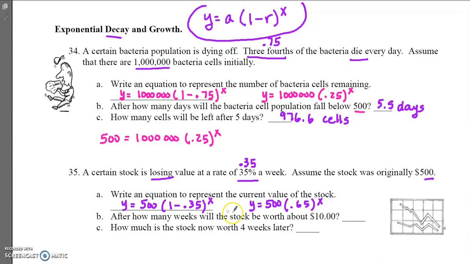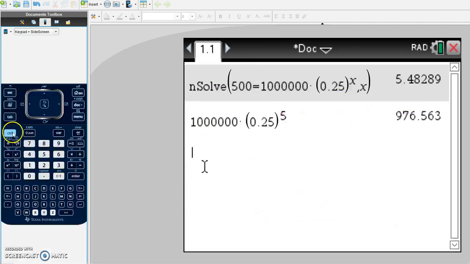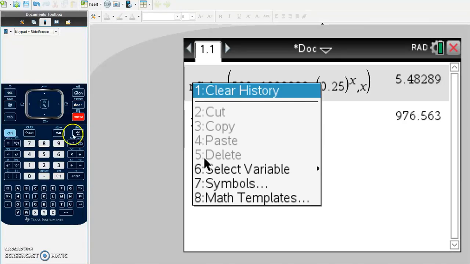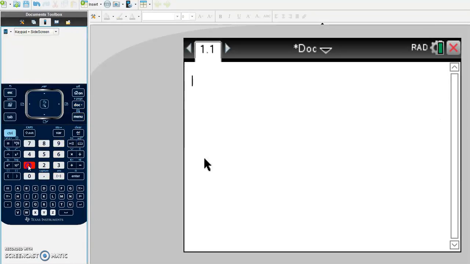So again, we're going to put this in our calculator, and we're going to type in $10 equals the 500 times 0.65 raised to the x power, and we'll put that into InSolve, okay? So let's go there. Okay, so from here we can just go to InSolve. So menu 3.1. Let's type that in. We had 5, was it 5? No. Oh, $10. So 10 equals the 500.